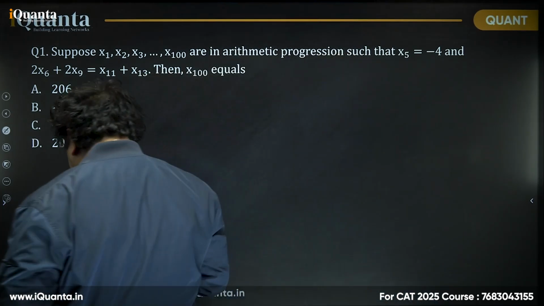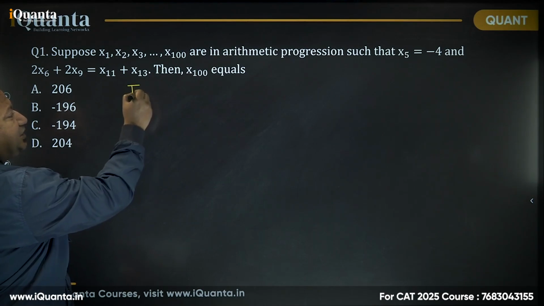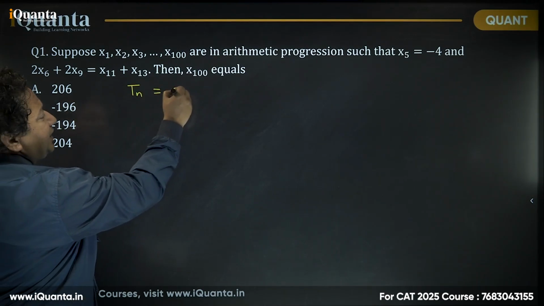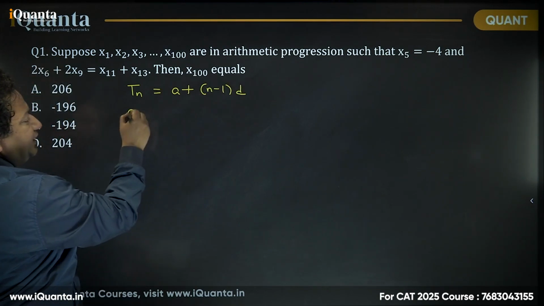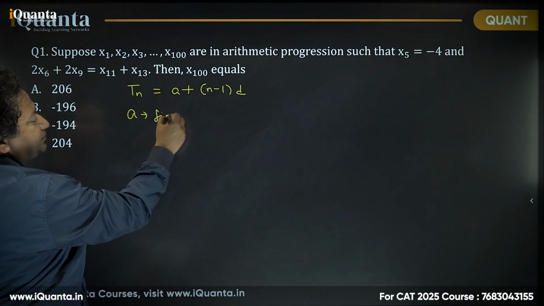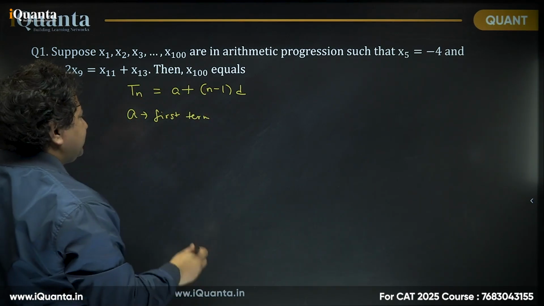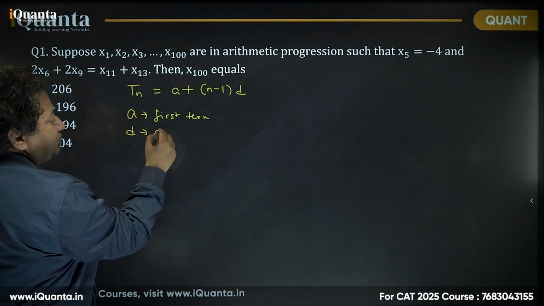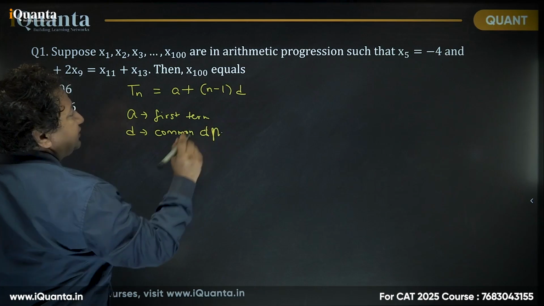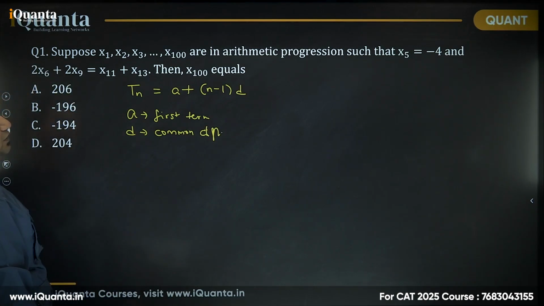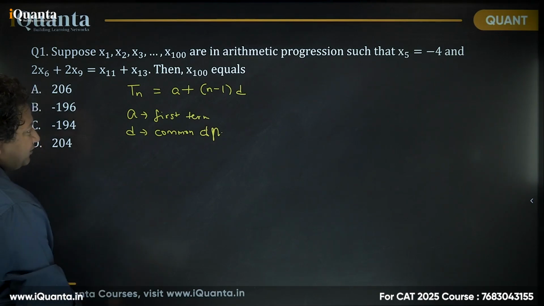To solve this question, we need to understand what is the nth term in an AP. It is given by a plus n minus 1 times d, where a is the first term, n is the number of the term we are talking about, and d is the common difference. So this is the formula I will be using to solve this question. We have certain things given to us. We'll make some equations with some variables and try to solve it.